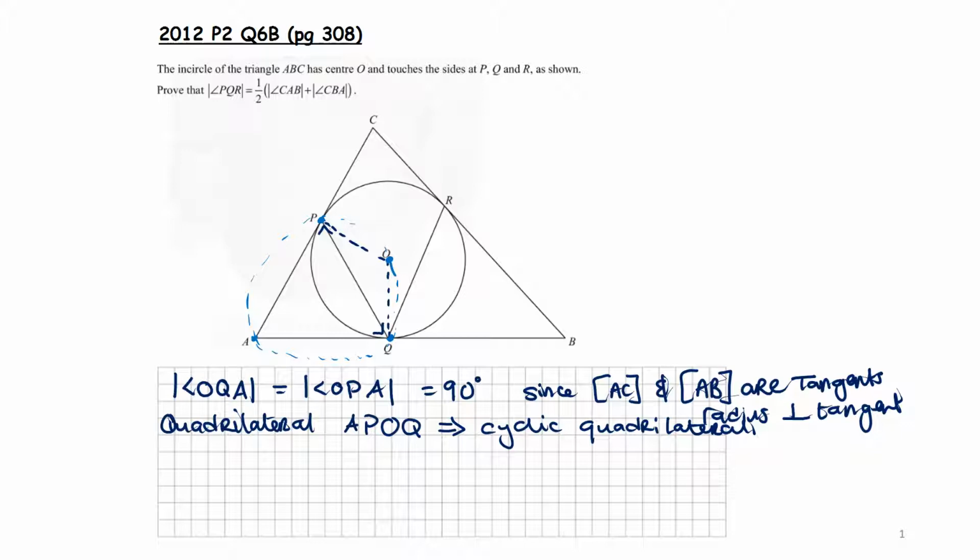So what we can say there then is angle OQP is the same size as angle OAP. I need to move to another colour. So this angle here is the same as this angle here because they're standing on the same arc. So let's write that down. Angle OQP is equal to angle OAP, angle standing on the same arc.